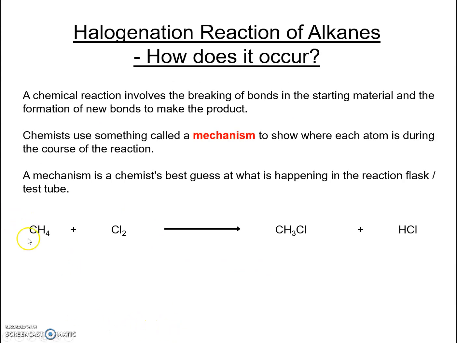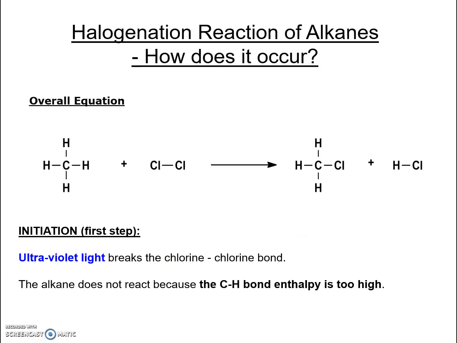Now, we're going to look at the reaction of methane with chlorine, and we're going to look at the mechanism. The mechanism is what chemists use to try to explain where the atoms and the electrons are going throughout the chemical process. You've probably done enough chemical reactions in your lifetime to realise that just by looking at a test tube, you don't know what's going on in terms of the atoms and molecules. So we're going to look at the overall equation and start to think about what's going on in terms of the electrons.